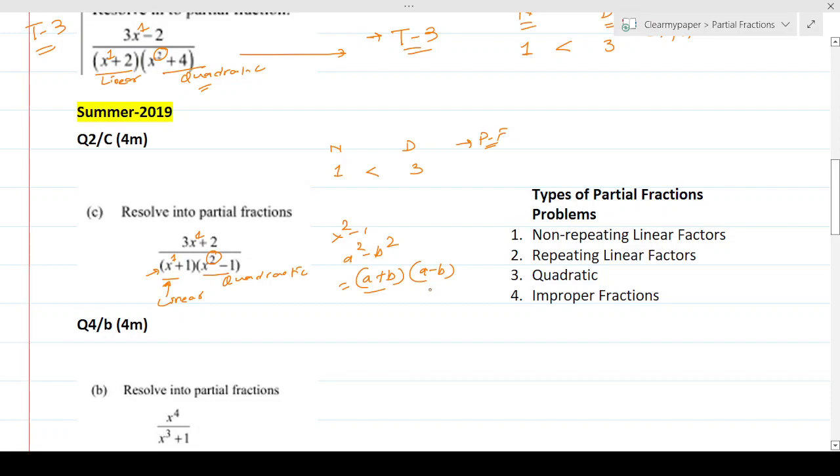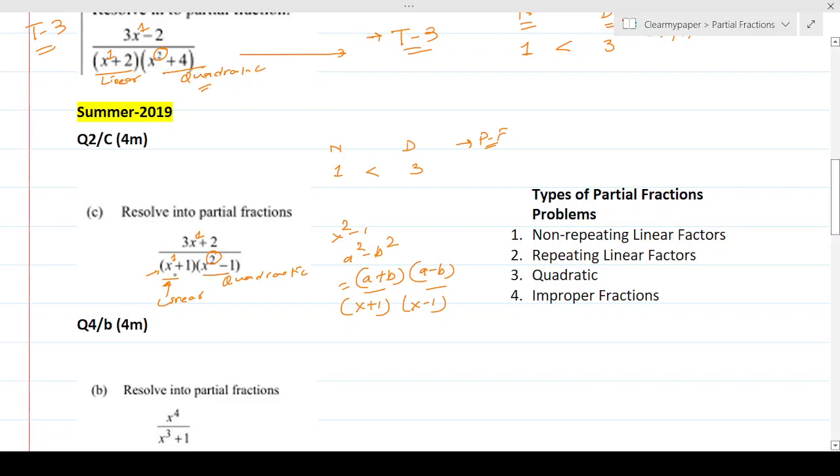And if I do this factorization, I'm going to get something like x plus 1 into x minus 1. Okay, so what's going to happen, let me write the denominator here. There's already a linear factor here, x plus 1. Let me choose a different color for sake of simplicity. Let me choose green.